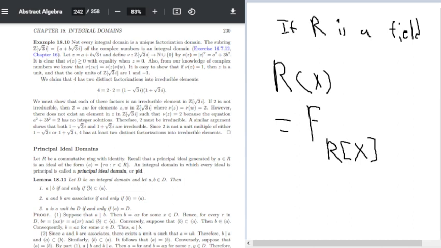However, there does not exist an element n in Z adjoined square root of 3i such that nu of z is equal to 2, because the equation a squared plus 3b squared equals 2 has no integer solutions. Therefore, 2 must be irreducible. A similar argument shows that both 1 minus square root of 3i and 1 plus square root of 3i are irreducible. Since 2 is not a unit multiple of either 1 minus square root of 3i or 1 plus square root of 3i, 4 has at least 2 different factorizations into irreducible elements.